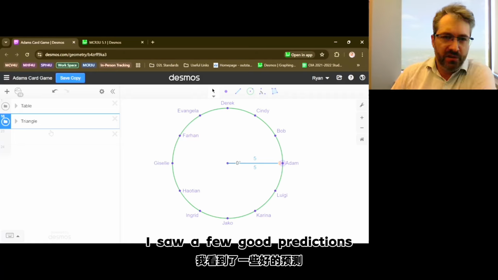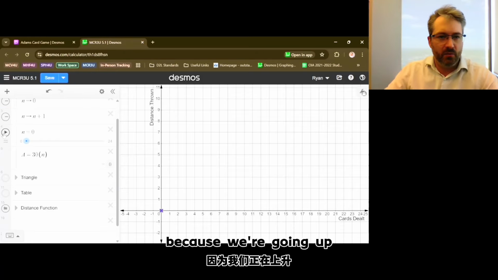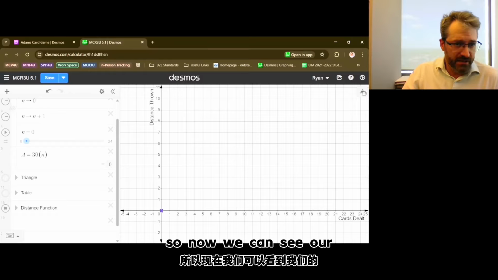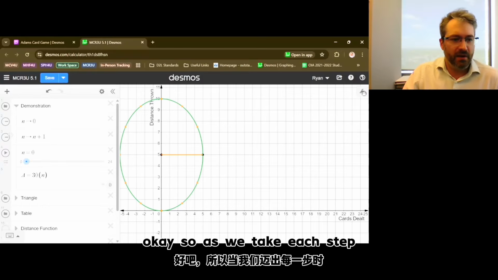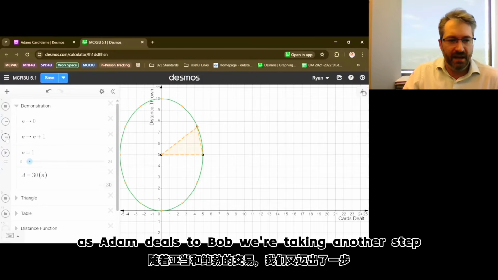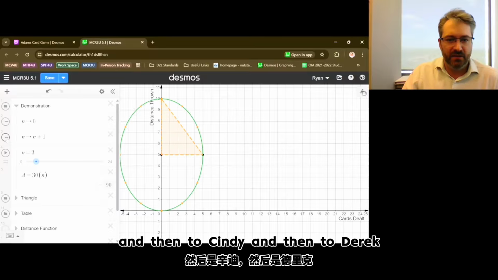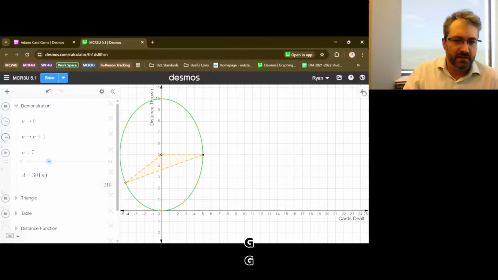I saw a few good predictions. I saw some parabolas there, and that's a good answer because we're going up and then coming back down as we do the table. So now we can see our results here. As we take each step, as Adam deals to Bob, we're taking another step, and our triangle looks like this. And then to Cindy, and then to Derek, D, E, then F, then G, and so on.